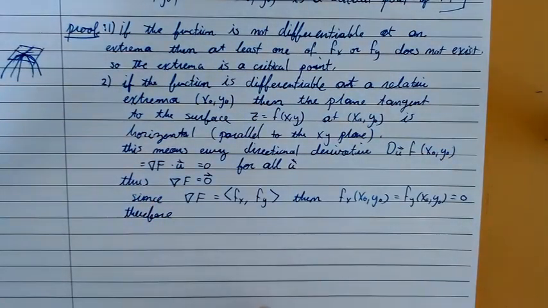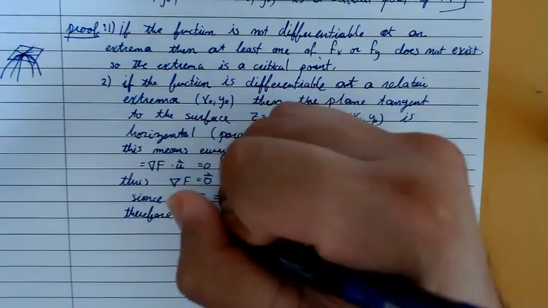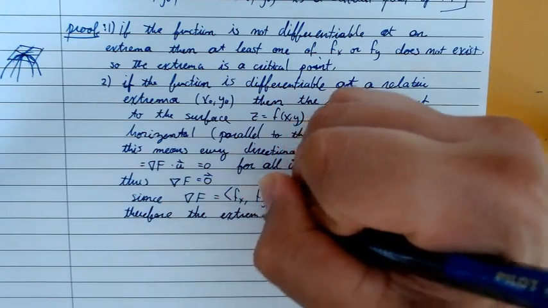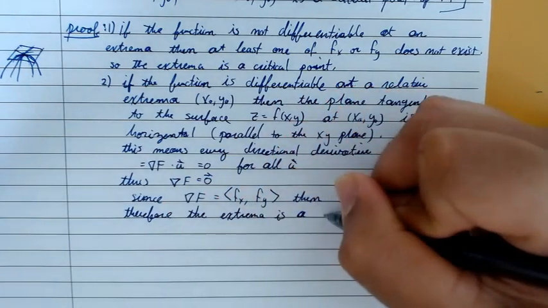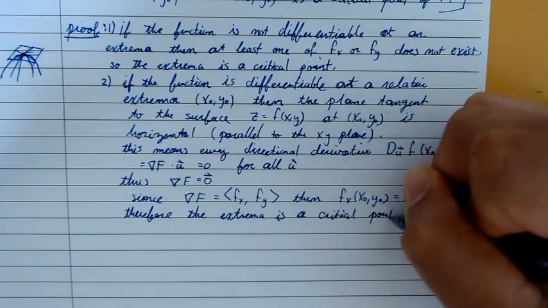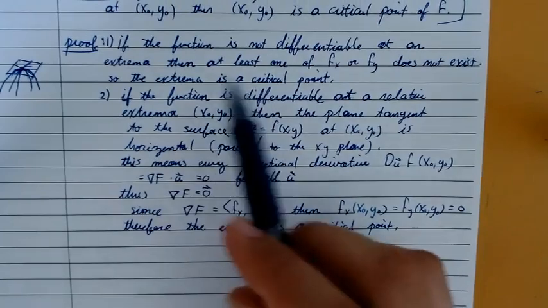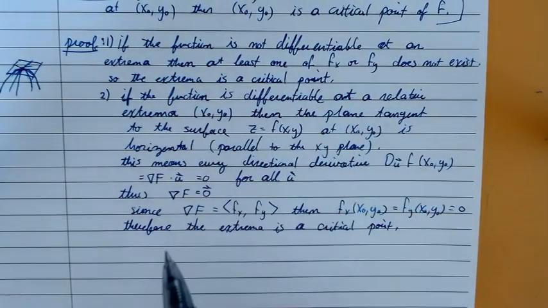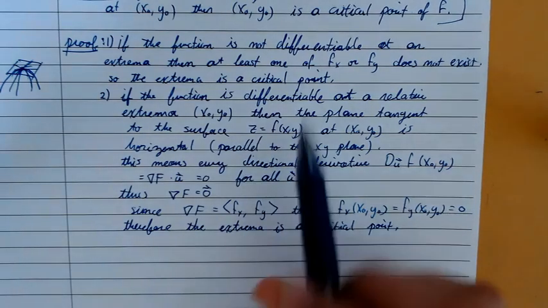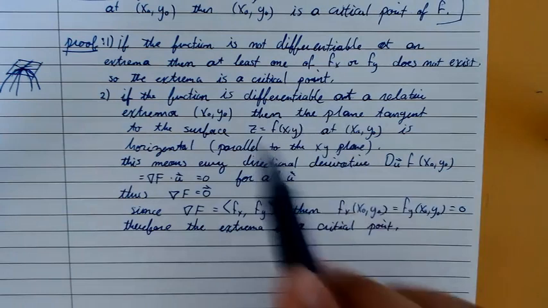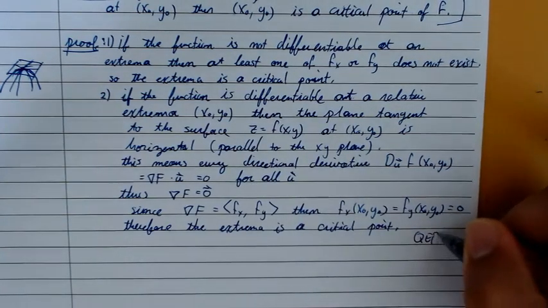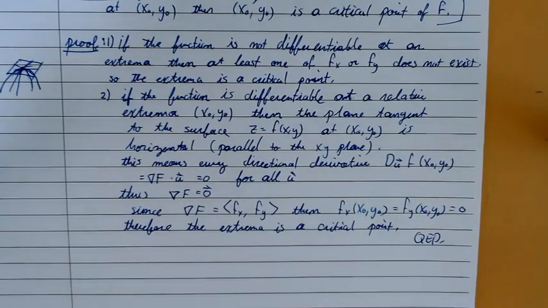Therefore, the extrema is a critical point. So there we go. It doesn't matter if your function is not differentiable or if it is differentiable. Either way, the extrema is a critical point, and those are the only two possibilities. So no matter what, the extrema must be a critical point, and that proves our statement.